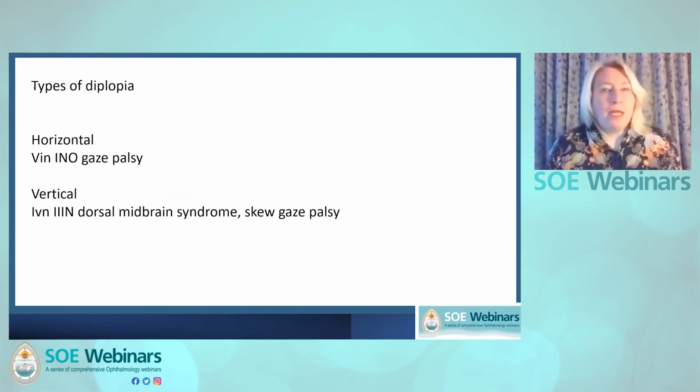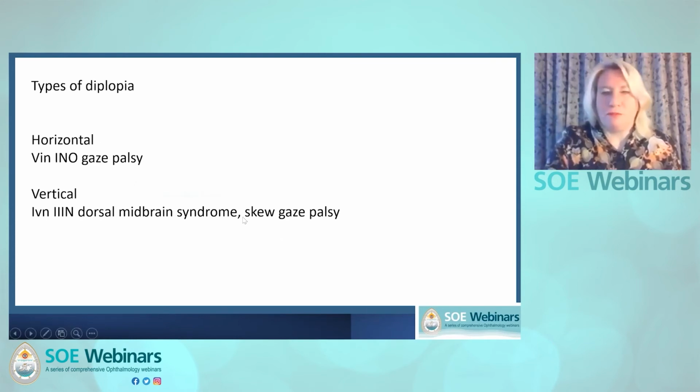So when we're confronted with someone with double vision, if they're mainly saying it's horizontal, you can think about INOs as we've seen, but also 6th nerve palsies and gaze palsy problems. And in vertical, think about 4th nerves, 3rd nerves, dorsal midbrain syndrome, and skew deviation.